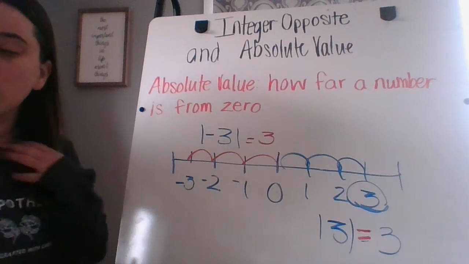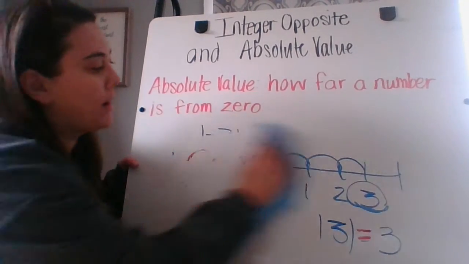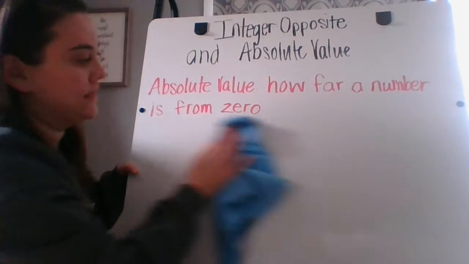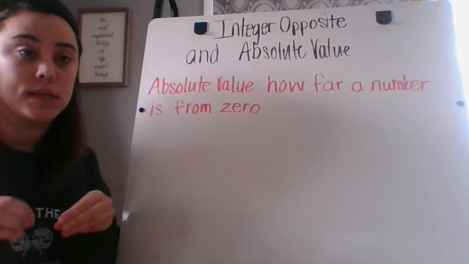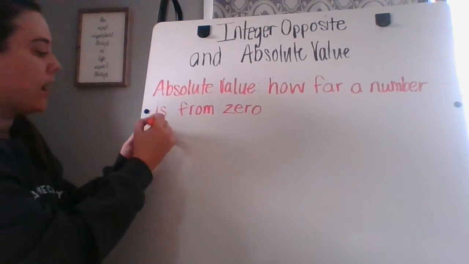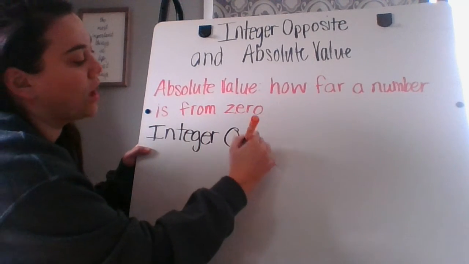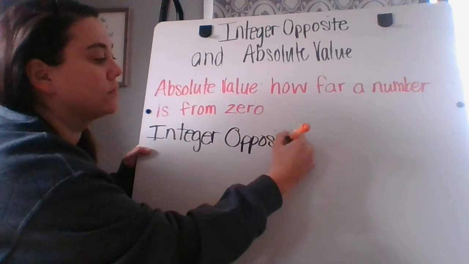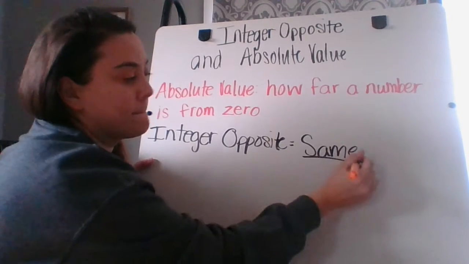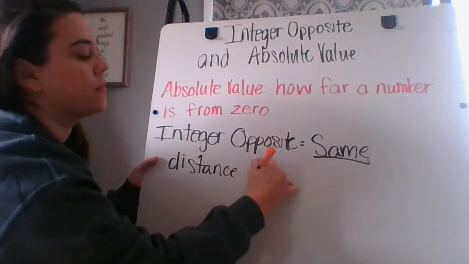So, in the same sense, we can talk about integer opposites. Integer opposites have the same distance from 0. So, let me write that. An integer opposite, they have the same distance from 0.